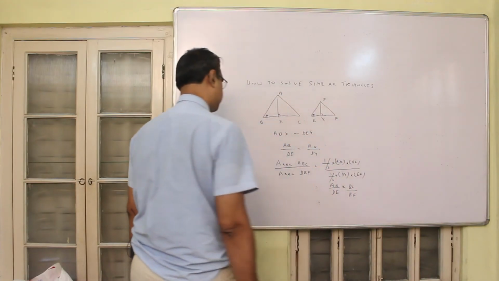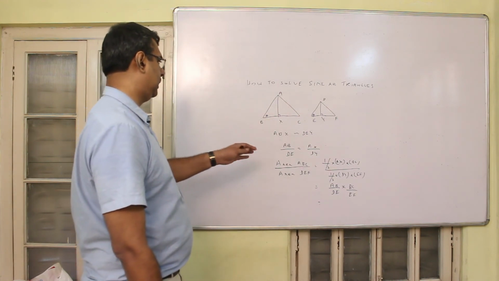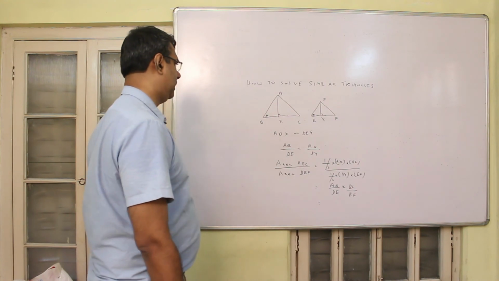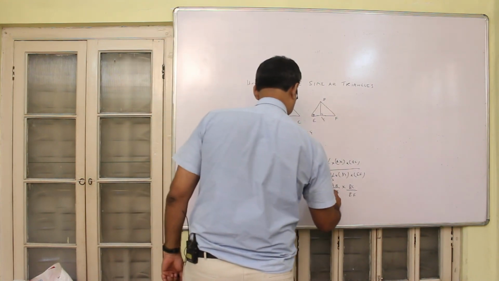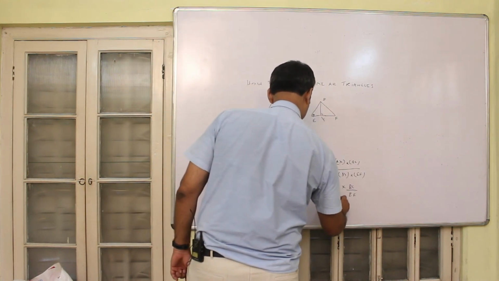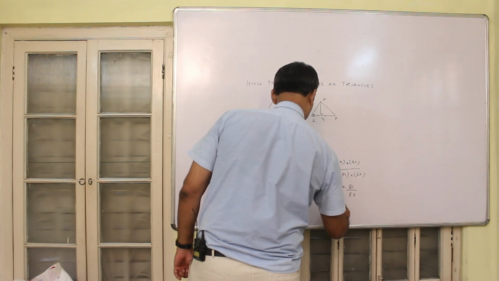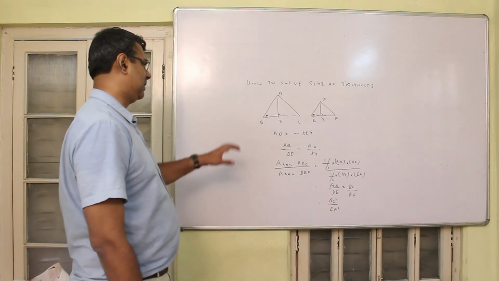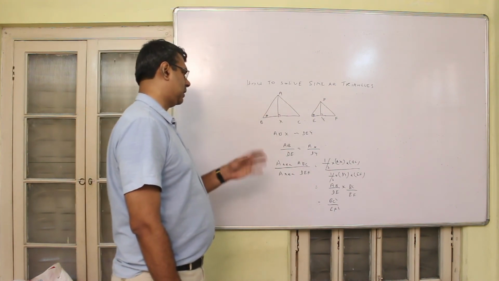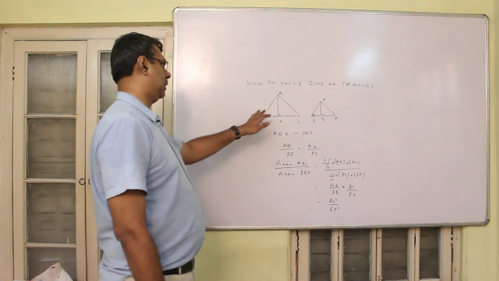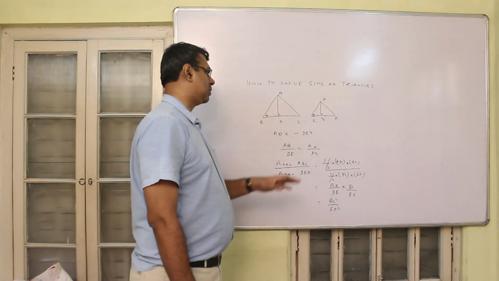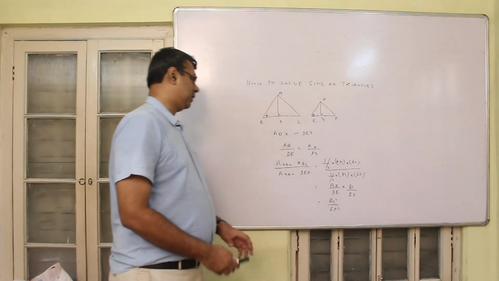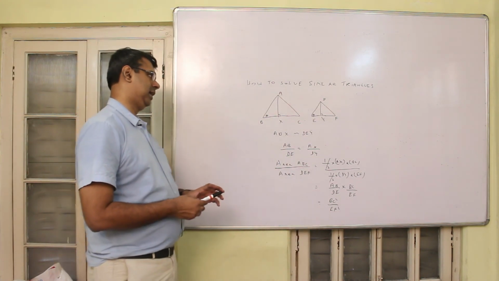But you have been told right from the beginning that the main two triangles ABC and DEF are similar. So we can write AB by DE as BC by EF. So the answer becomes BC square by EF square. This is a very, very important result, that the ratio of the areas of two similar triangles is equal to the square of the ratio of their sides.